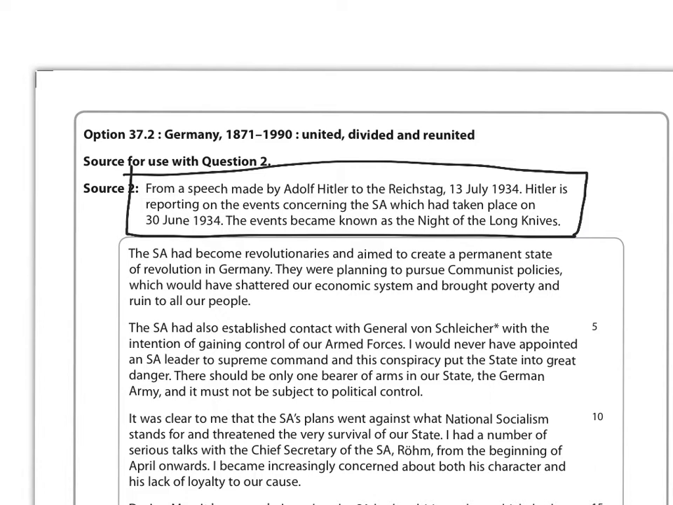So first thing is, remember, you need to be thinking about what is the nature of the source. Now, the nature of the source, there's our nature, it is a speech.